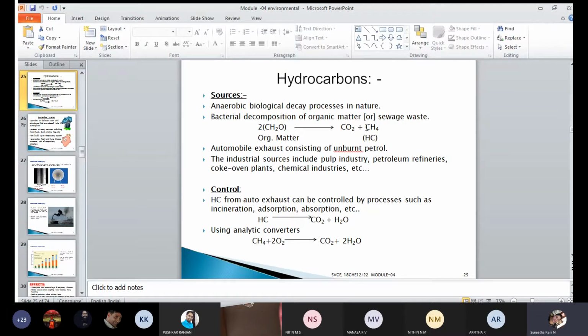How do we control this liberation of hydrocarbons? Hydrocarbons contain only hydrogen and carbon. Hydrocarbons from auto exhaust can be controlled by processes such as incineration and adsorption methods. Incineration means heating, burning it at high temperature. Adsorption is adsorbing one substance on the compound. Absorption is absorbing. This way, we can have a controlled liberation of hydrocarbons.